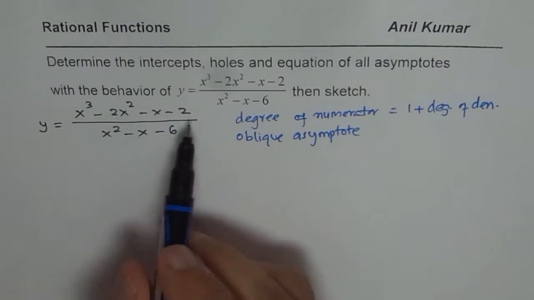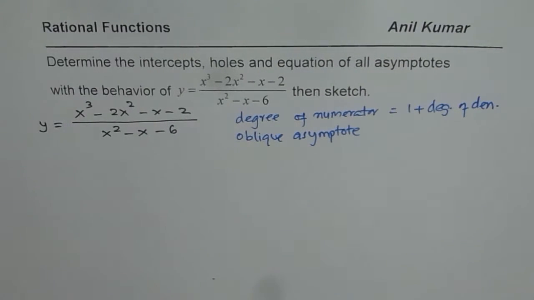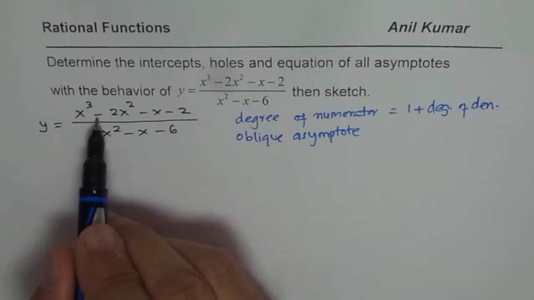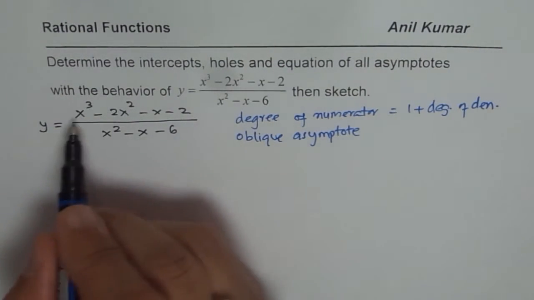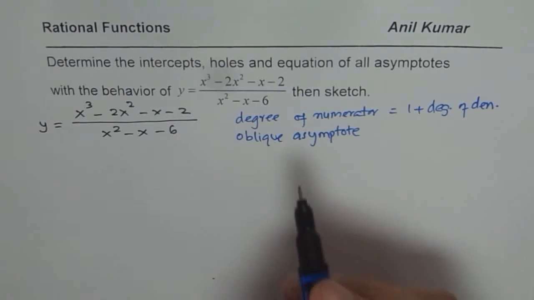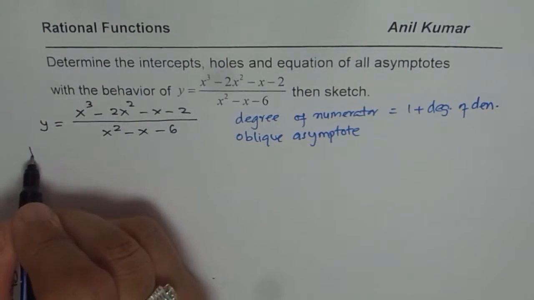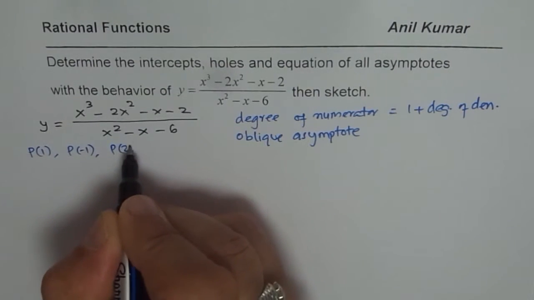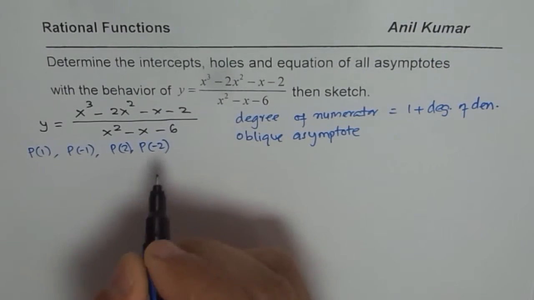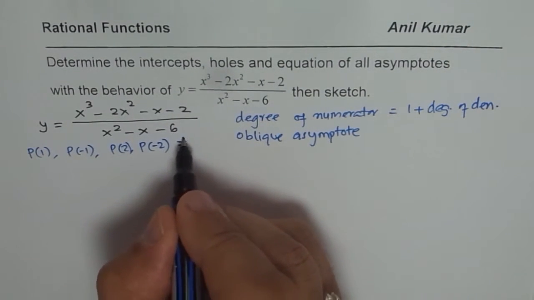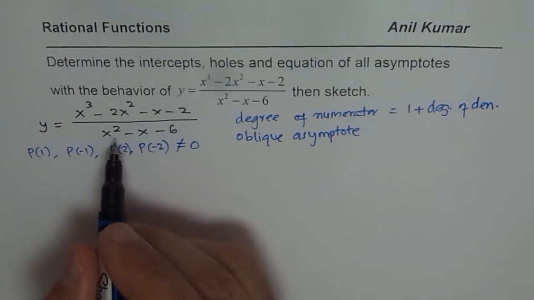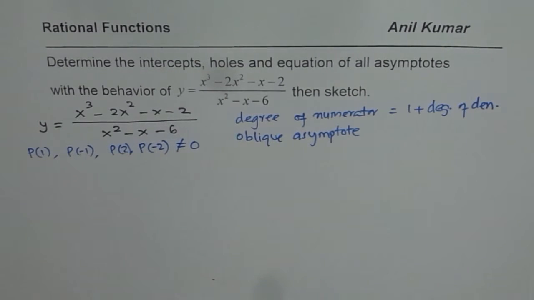Second, you could now factor the numerator and denominator and figure out the zeros, holes, vertical asymptotes, and so on. Now this is a cubic equation. To factor, the only possible factors are found by substituting into the numerator p of x. Find p of 1, p of minus 1, p of 2, and p of minus 2. When you do all that, you'll find that they are not equal to 0. So it is not so easy to factor the numerator. However, the denominator can be factored very easily.